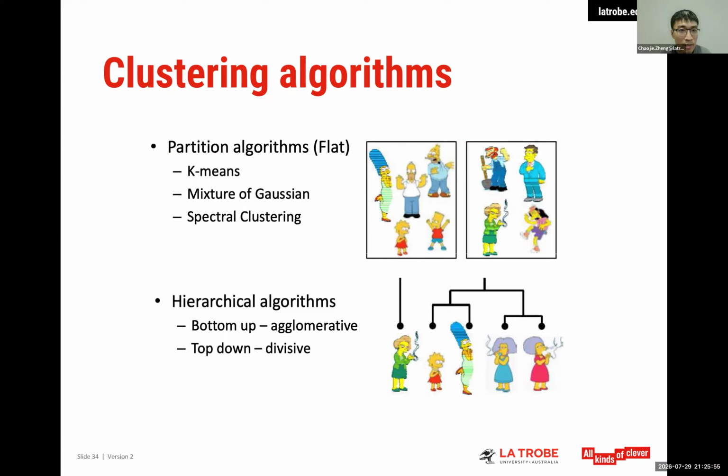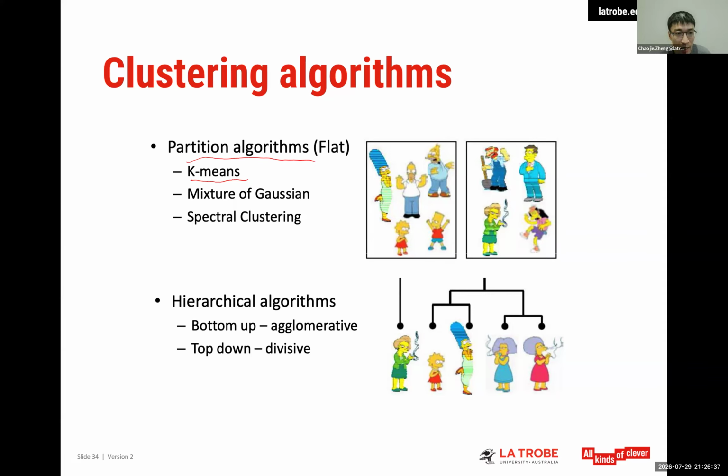Here are other options that you can choose for clustering algorithms. K-means is just one of them. It belongs to the flat partition algorithms. That means given the data set, we just do one-time clustering. We provide the expected k clusters, and then the algorithm will divide the data into k clusters as the output. So it is just one-time clustering.